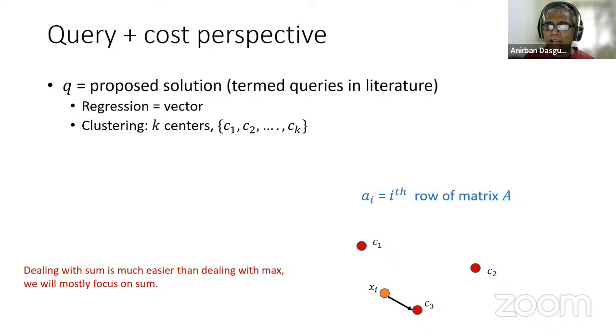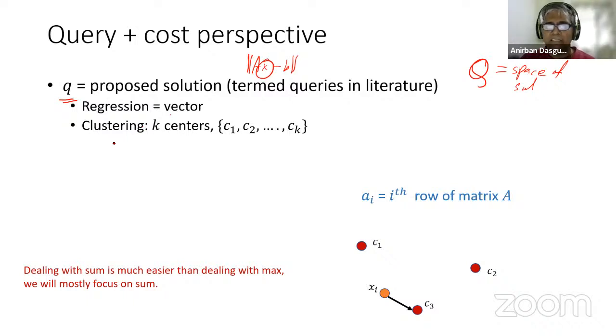Let's say that we have an optimization problem, and let's say that capital Q is my space of solutions, all the possible solutions. Each such solution I'm denoting as small q. It's one of the proposed solutions. This is generally termed queries in this coreset literature. So what are some examples? Let's say in the regression setup, if you are solving Ax minus b, then x is a proposed solution, and that's what I'm calling a query or a proposed solution.